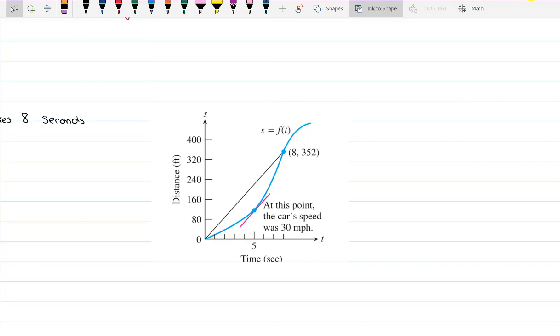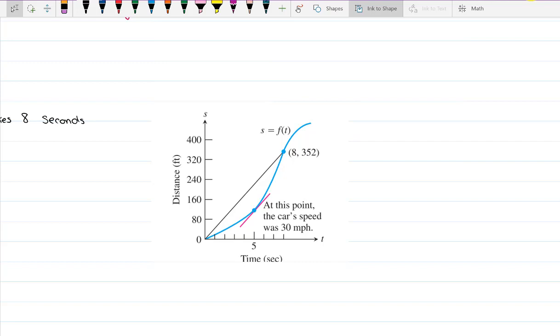And this shows the blue graph is the position of the car at certain times, 5 seconds, 6 seconds. And we're going to use that to determine the average velocity. Since the derivative of position is velocity, then the slope of the tangent line is going to represent the velocity at a point.